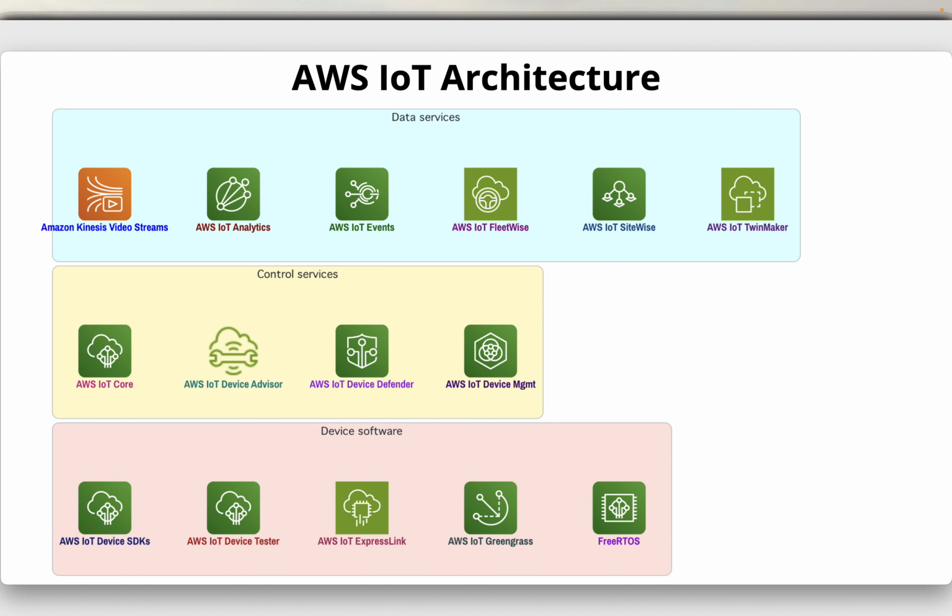So this is the AWS IoT architecture. So there are three major layers. So first is the device software, second control services, and thirdly data services. So I'll be going over one by one. So starting with device software.